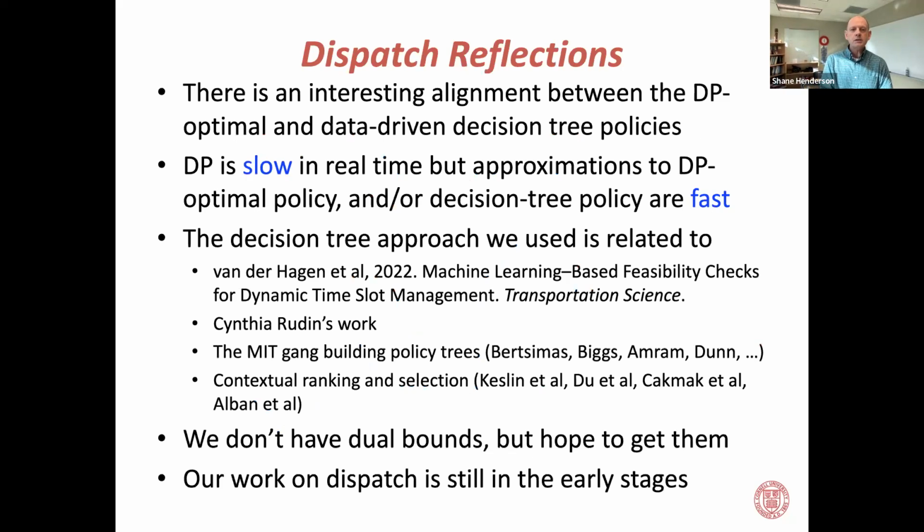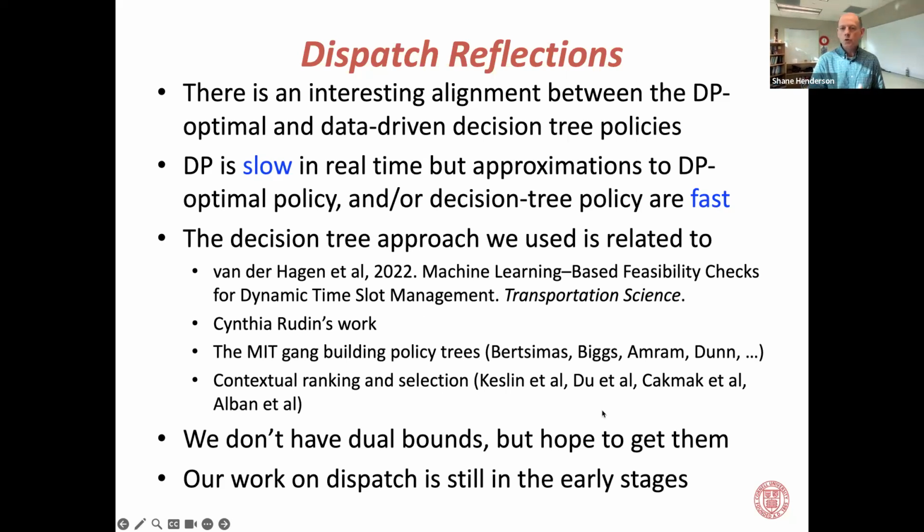So I guess the main thing here is that the dynamic program and these decision tree policies don't intersect, but they're useful. Each complements the other in ways of thinking about it. We adapted this idea from a paper by Van der Hagen et al. But this idea has actually shown up in a number of different places. The place where it's closest to my work is in contextual ranking and selection and simulation.